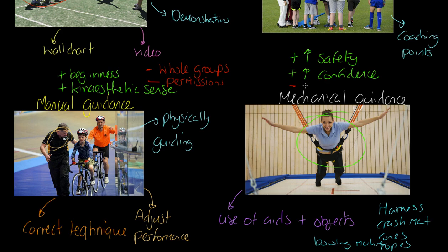But also one of the negatives is performers become reliant on the aid. They won't be able to do it without it if it's overused. And finally, mechanical guidance can be expensive. Now, I've written down here, bowling machine. These are thousands of pounds, okay? So that's a negative and a drawback.